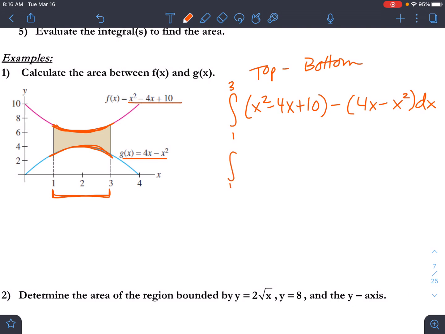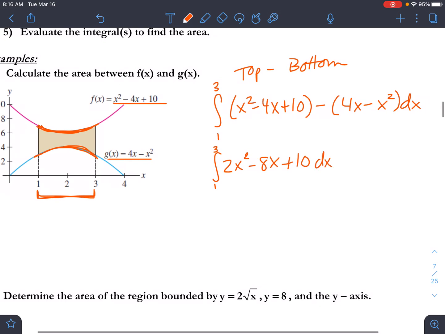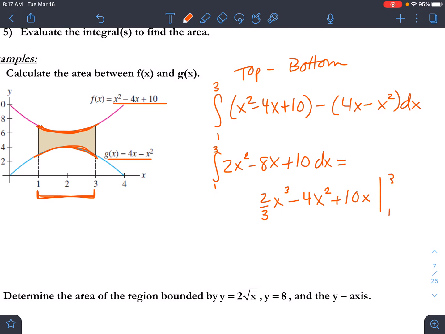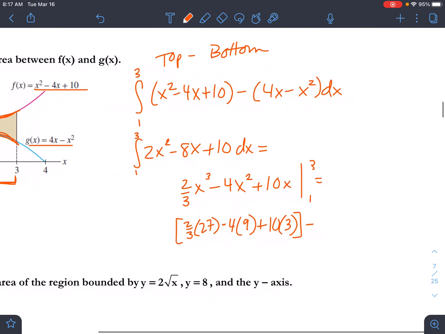So next thing, just combine like terms, and then we'll just integrate. So x squared minus negative x squared, we get 2x squared minus 8x, and then that would be plus 10 dx. Okay, we raise a power. This would be 2/3 x cubed minus 4x squared plus 10x from 1 to 3. Okay, remember we plug in 3: 2/3 times 27 minus 4 times 3 squared is 9 plus 10 times 3, minus, plug in 1: 2/3 times 1 cubed minus 4 times 1 squared plus 10 times 1.